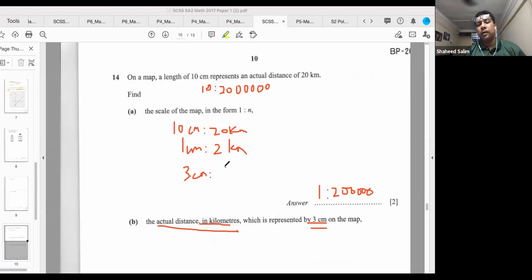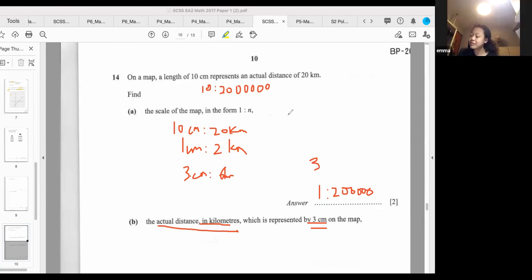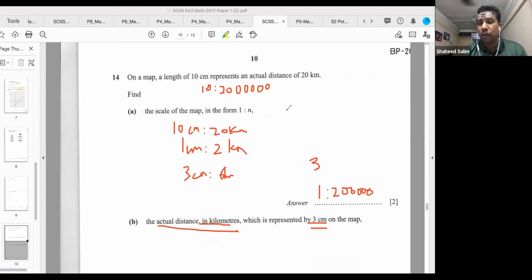6 km. Why am I telling you this? I'm just worried you're going to use this one now. You get 3 cm in 600,000. Can, but then you got to divide. Yeah, not a problem. But if you can, you want to make your own. Just make your own, no problem. 10 cm, 20 km, 1 cm, 2 km, then you make it much easier.